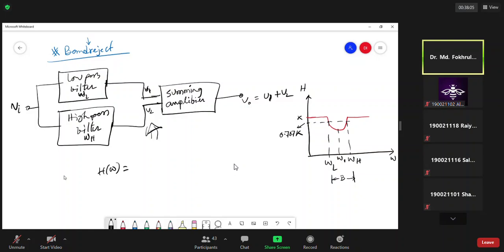Similarly, from this we can calculate the transfer function H omega. Since this is a summing amplifier, from the summing amplifier we know that, okay, let us draw the circuit first. You will have a low pass section.